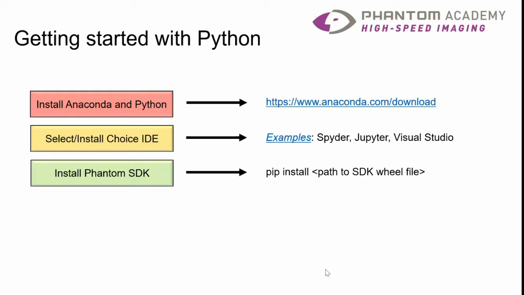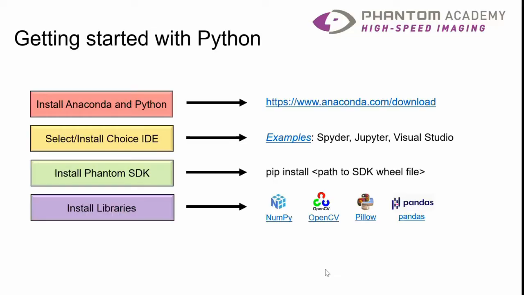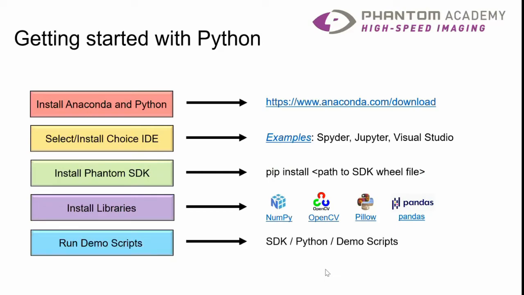In addition to that wheel that you need to install, you're going to need some other libraries for working with images, like OpenCV or Pillow, and also a library for working with multidimensional arrays, which is NumPy. Optionally, you can install Pandas, which provides a lot of methods and objects to work with time data series. And finally, with our Python course, there are some examples and demo scripts that will be provided that you can use and try later.